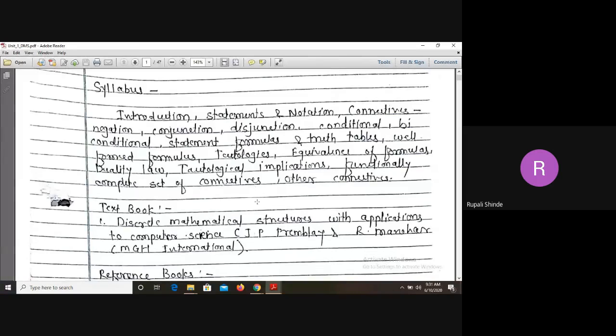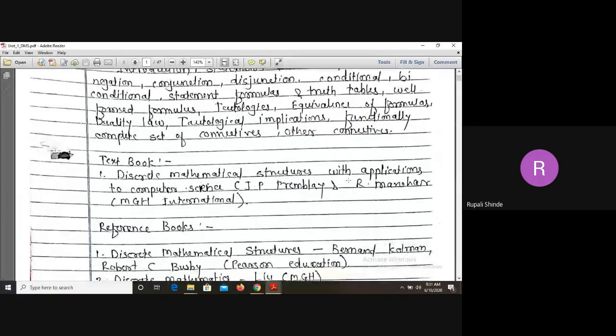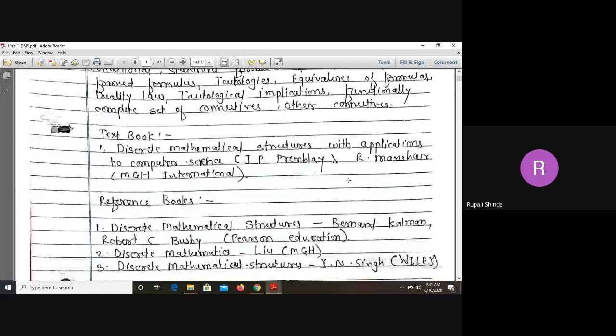So here we have to refer to the book Discrete Mathematical Structures with Applications to Computer Science, written by J.P. Tremblay and R. Manohar. So refer to this book. This book includes all the points from the syllabus. This is a very nice book. So you will get all the things in one place. If you want to refer to reference books, then these are some books. You can refer to them for more examples.